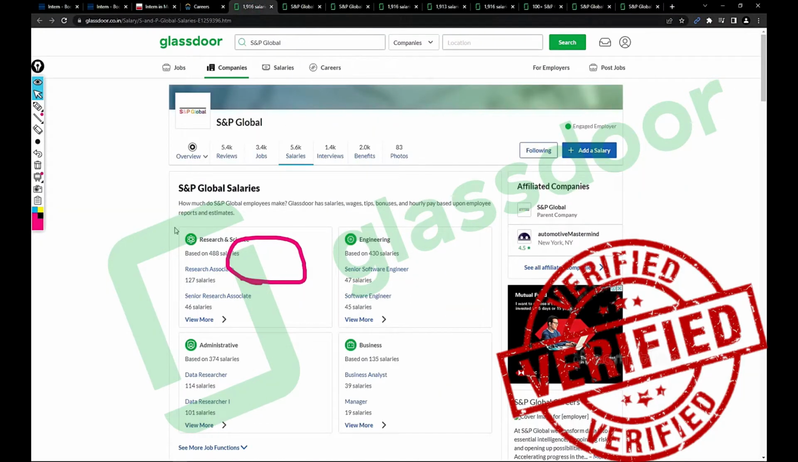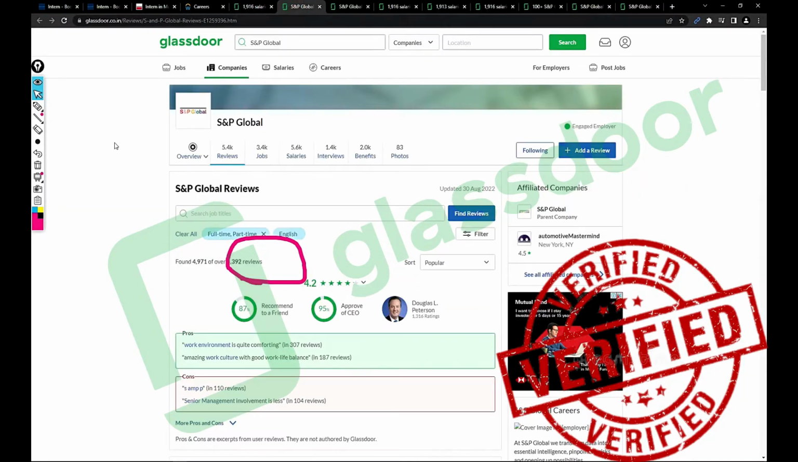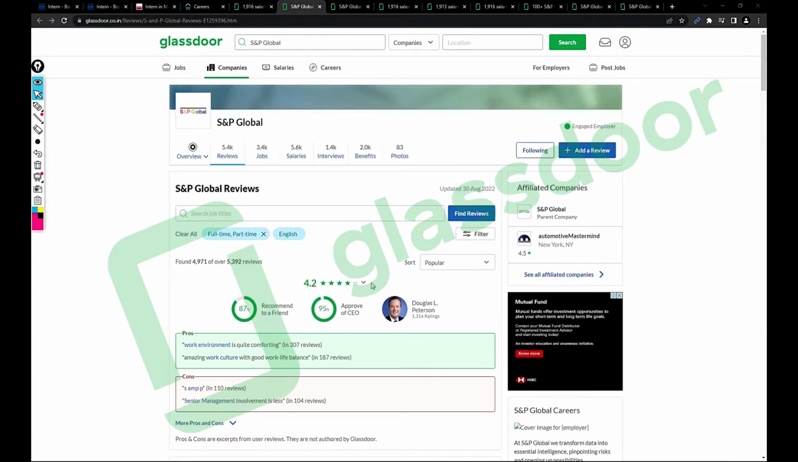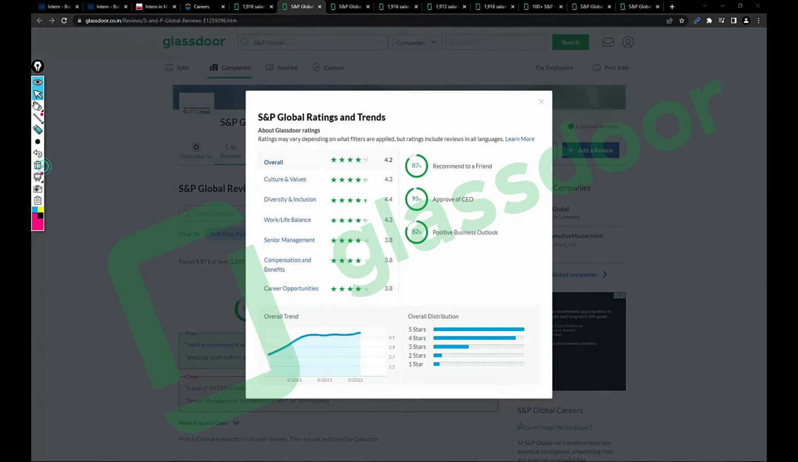And next, reviewing the company using Glassdoor. I already opened all these links before I started this video. The overall company rating is 4.2, which is pretty good. It is better than Deloitte and Accenture in the overall review. Let's deep dive into the reviews.